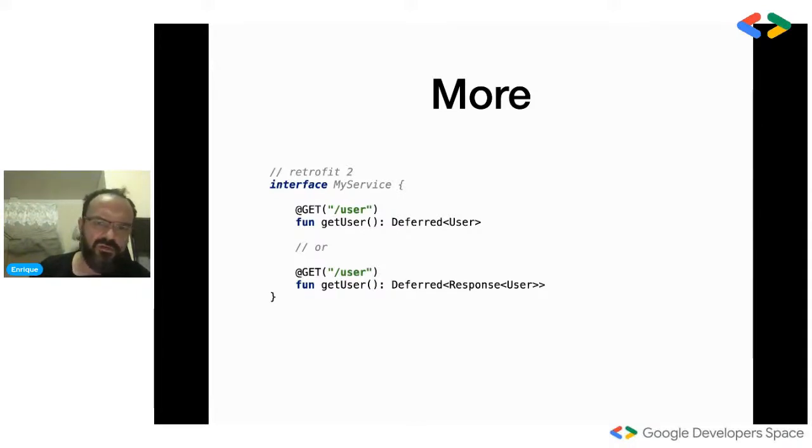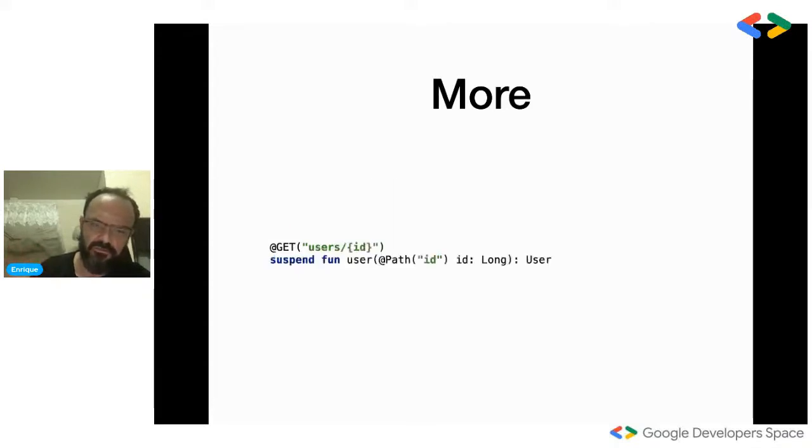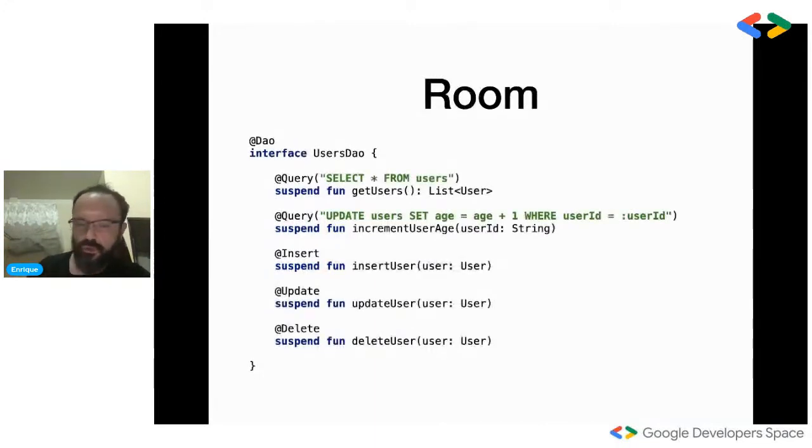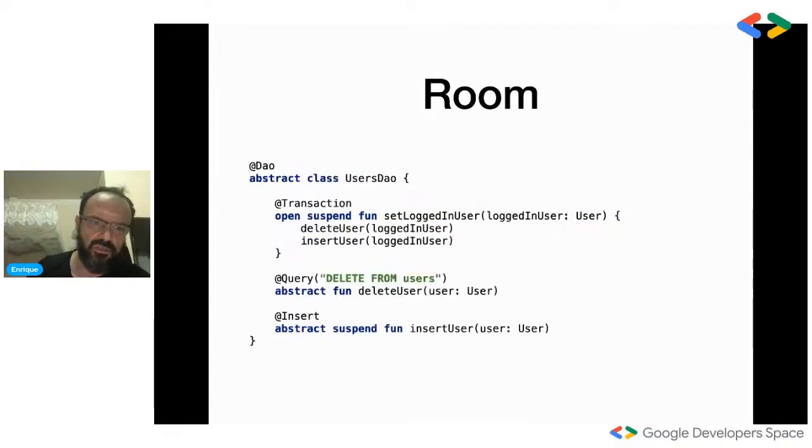A few more things. Retrofit now supports coroutines out of the box. This is how we had to use it before. Our Retrofit interface has a function, and we would need to return our response in a Deferred object, but since 2.6.0, I think, we just need to specify our Retrofit interface function with suspend, and then it automatically becomes a coroutine. Room also has support for coroutines. We just need to specify suspend on our function, and Room will automatically be using coroutines.